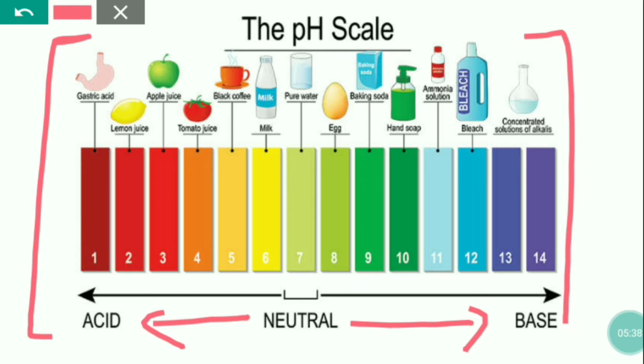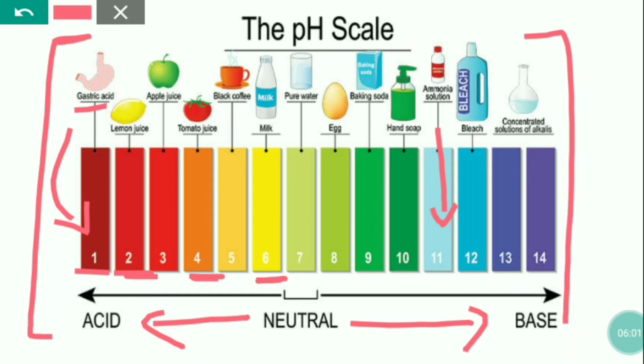What is the approximate pH of milk? It is 6. Tomato juice 4. Lemon juice 2. Gastric juice, which is in our stomach, has a pH of 1 because it releases HCl, and HCl is a strong acid. So strong acid means a pH of 1. And if I talk about ammonia solution, it's 11.